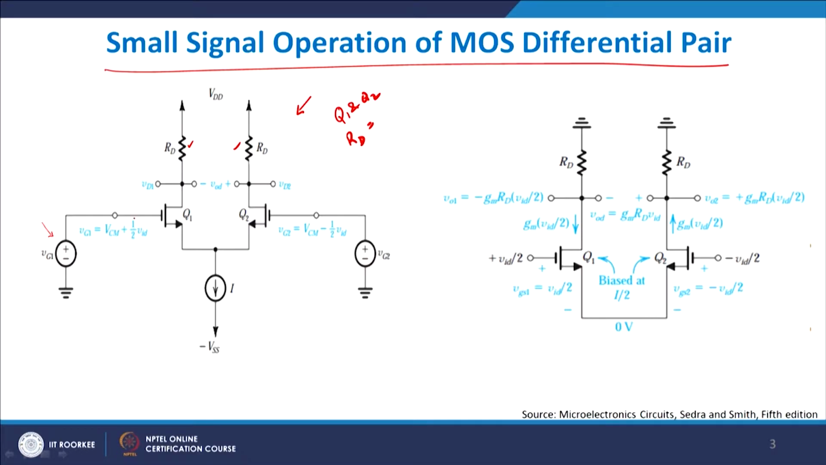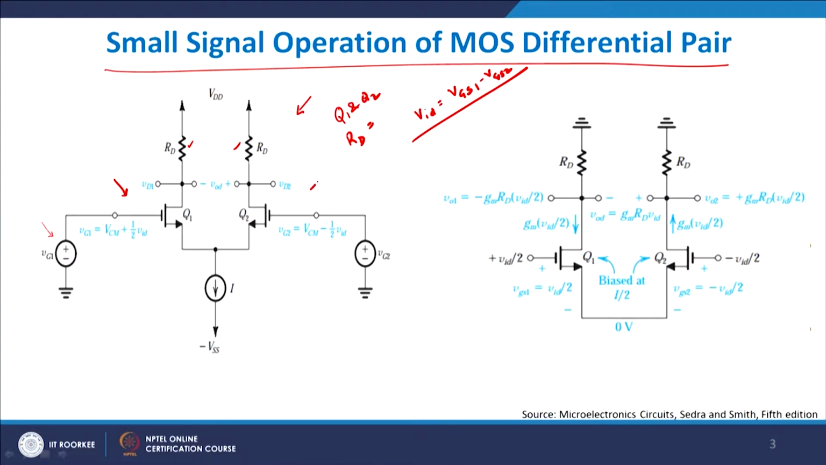Under such a scenario, if I give a differential input, then VID is defined as the difference VGS1 minus VGS2, right. So, the difference signal is given. I divide it by 2. Why? Because we give one half of the difference signal to this part and the negative half to this part, so that they are 180 degree phase shifted with respect to one another, and therefore I would expect to see a maximum gain out of it, right.